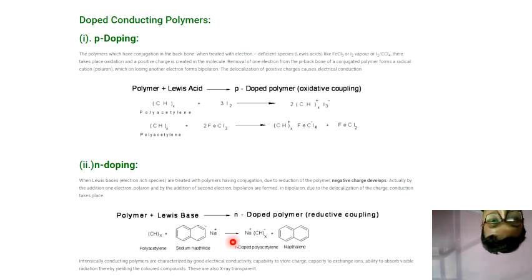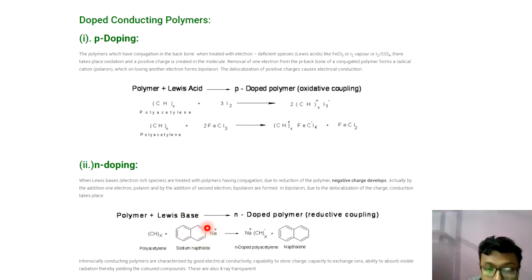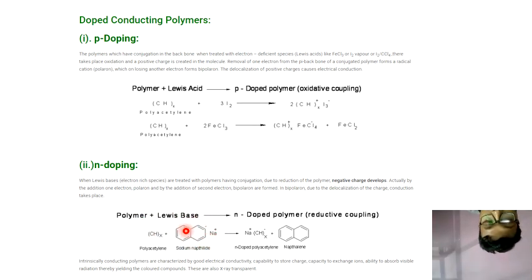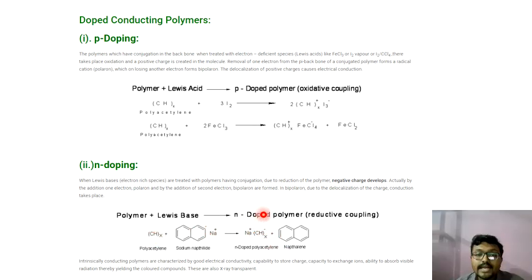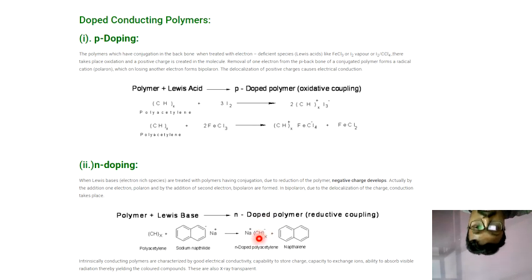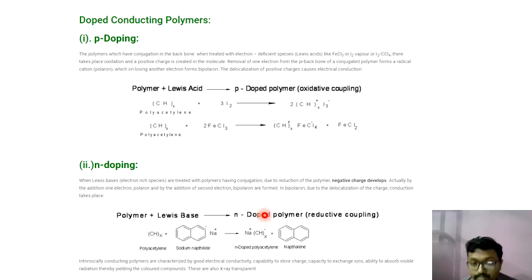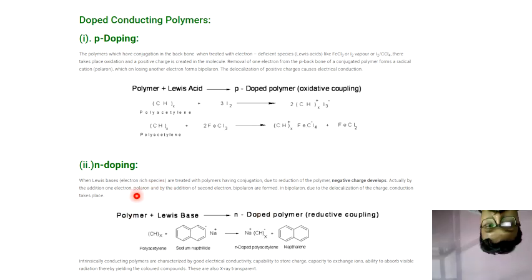For example, if we take polyacetylene and react with sodium naphthalide, there is a negative charge on carbon. Now if this electron is moved to the polymer, then we will get an extra negative charge on this polyacetylene polymer, right? This extra negative charge can force the electrons to move, right? So this is called n doping. Since we are getting extra negative charge, negative n, it is called n doping.